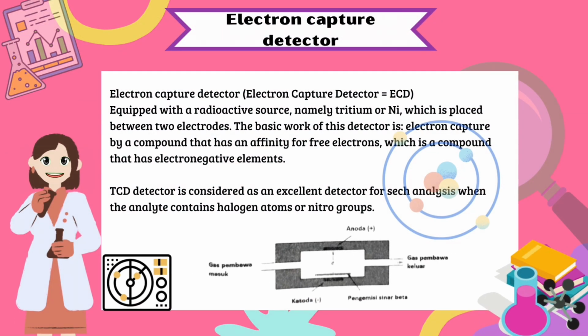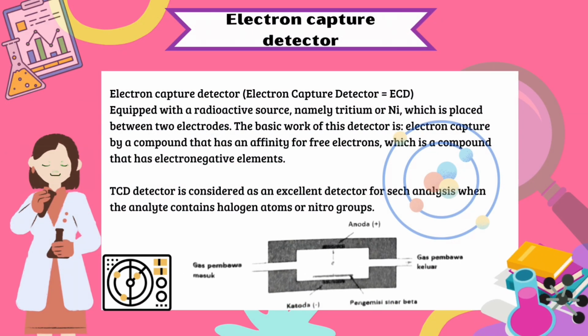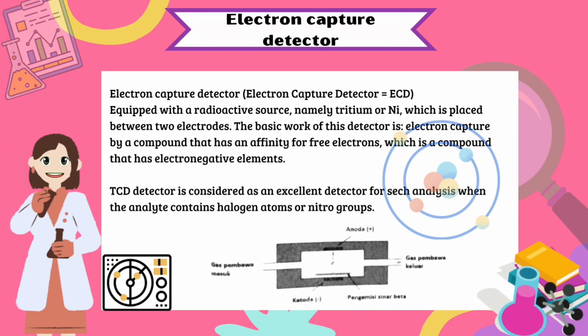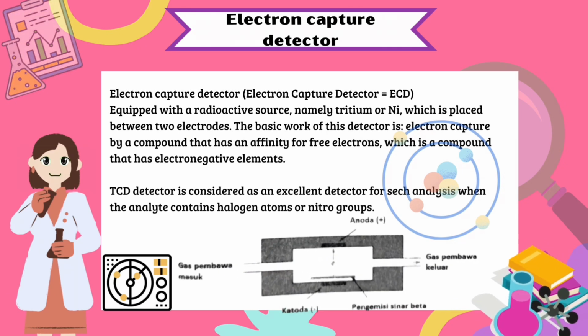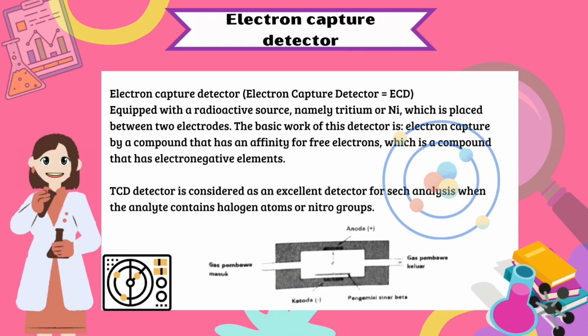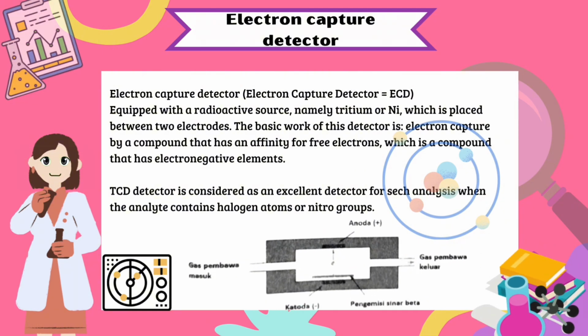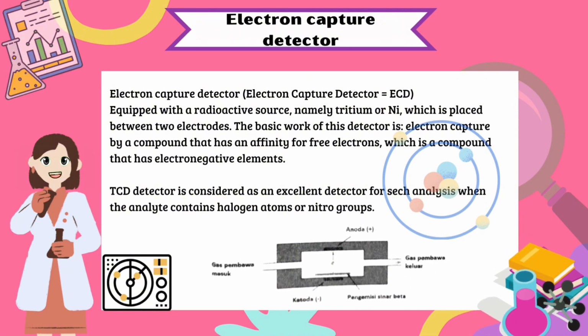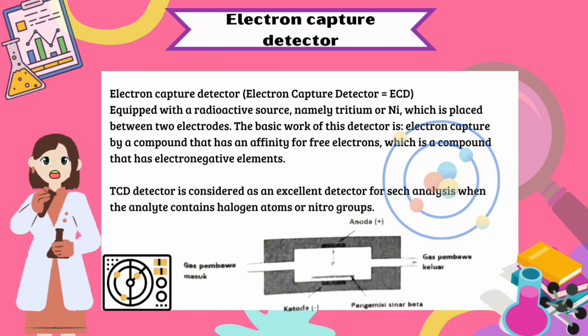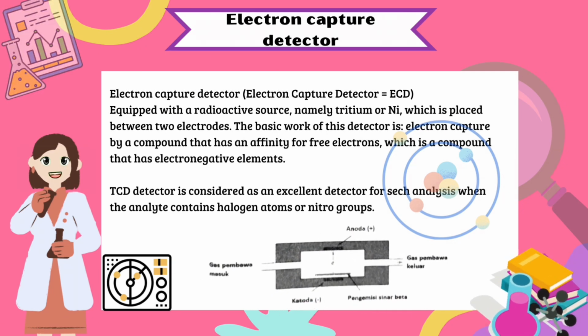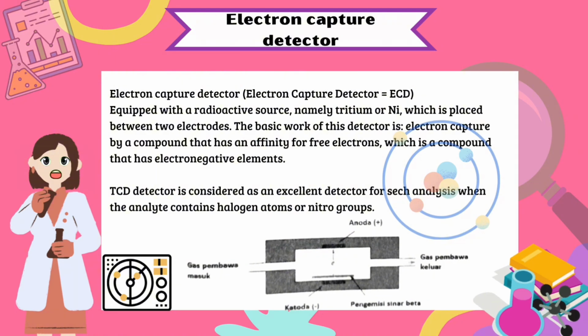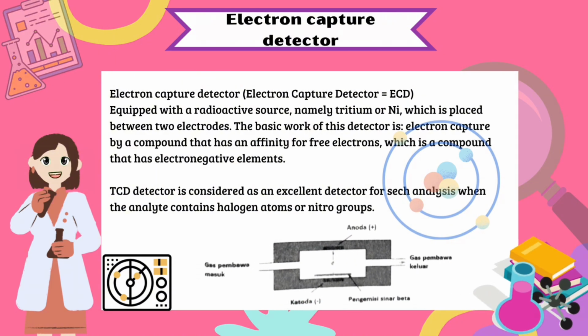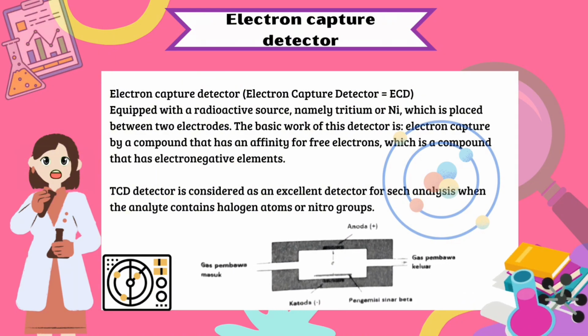The electron capture detector, ECD, is equipped with a radioactive source, namely tritium or Ni-63, which is placed between two electrodes. The basic work of this detector is electron capture by a compound that has an affinity for free electrons, which is a compound that has electronegative elements. The ECD is considered an excellent detector for such analysis when the analyte contains halogen atoms or nitro groups.